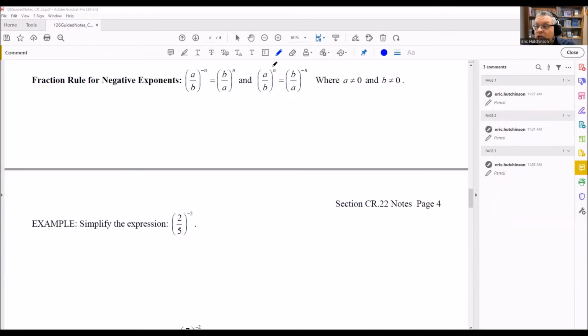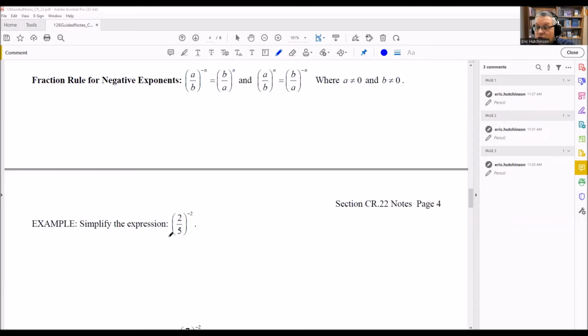If you have a over b to the n and you want to get it to be a negative exponent, then you just flip the fraction, b over a, and that changes the sign out here. Of course, this only works when a is not equal to 0 and b is not equal to 0, because you don't want to divide by 0.